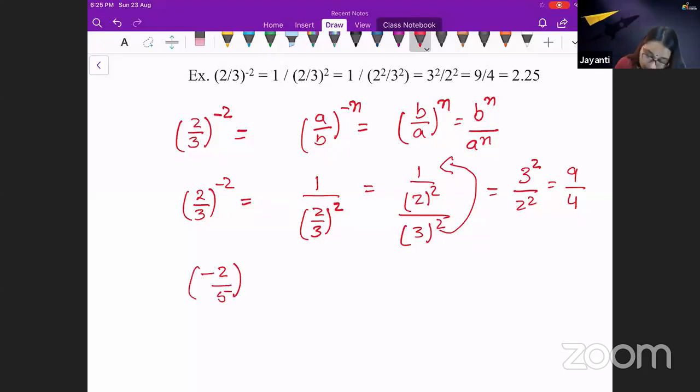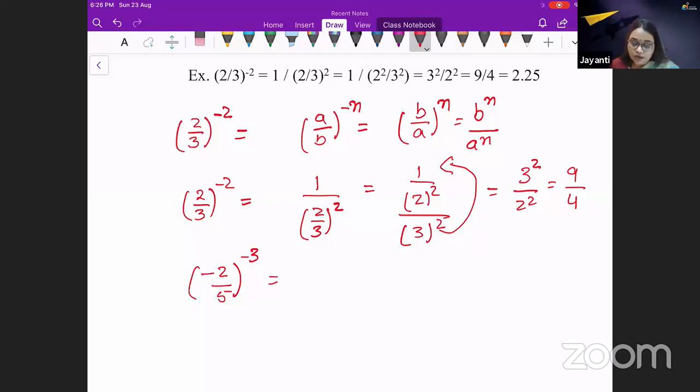Let them do this question. Let's see whether they have understood. Can you please solve this question and give your answers in the chat? (-2/5)^-3. You can give your answers in the chat. Follow the basics. Most of you have understood that. Most of them have answered it correct. So I don't think I need to explain it.